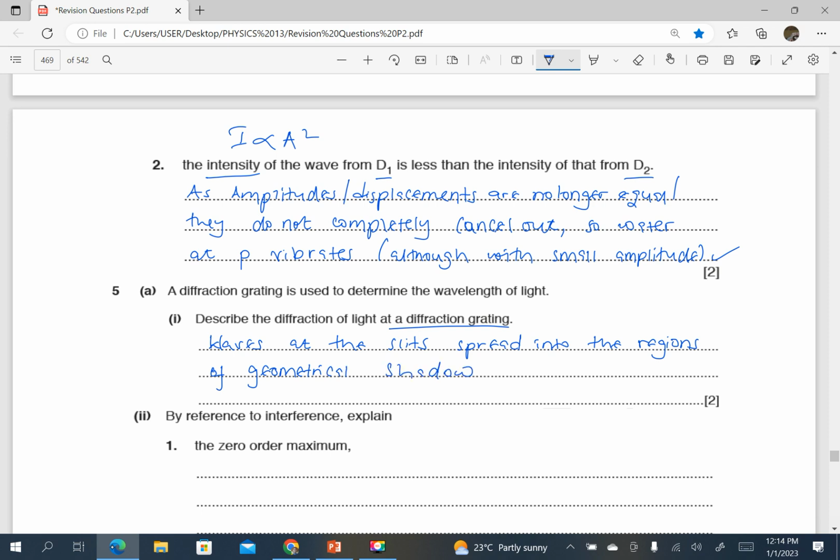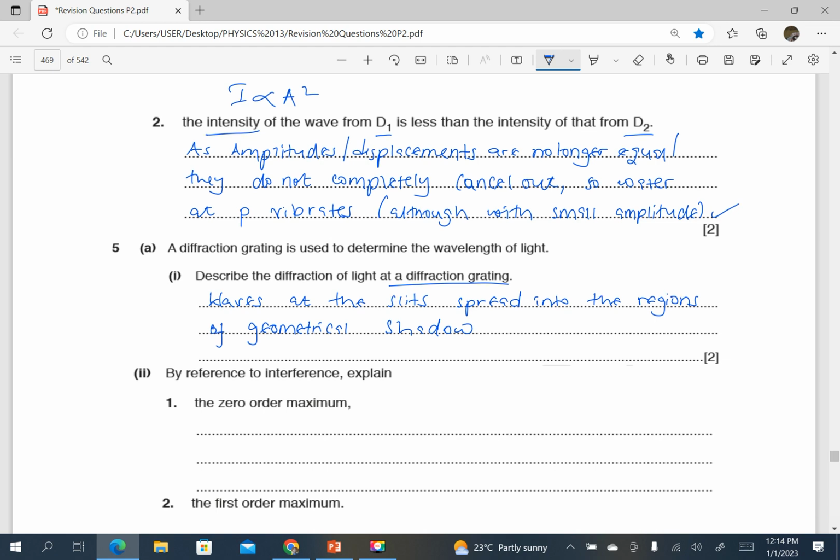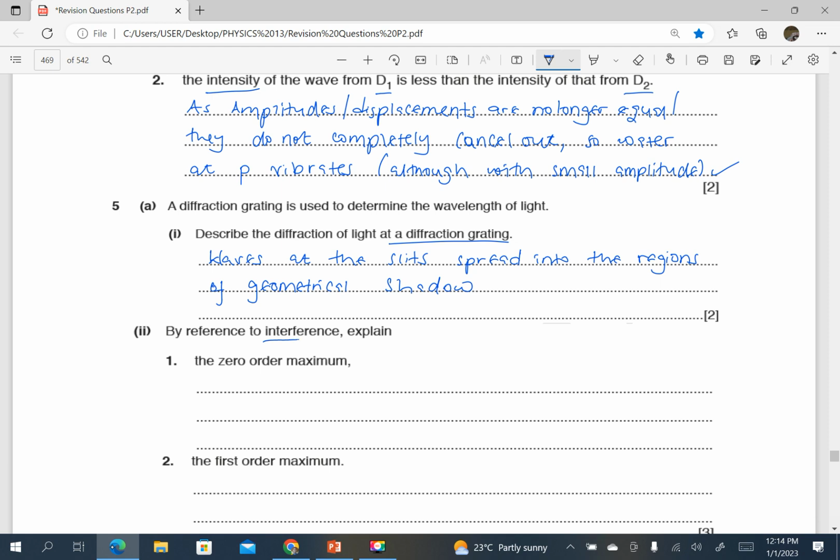That is the diffraction of light at the diffraction grating. The waves at the slits spread into regions of geometrical shadow, of course, forming interference patterns. By reference to interference, explain the zero order maximum.